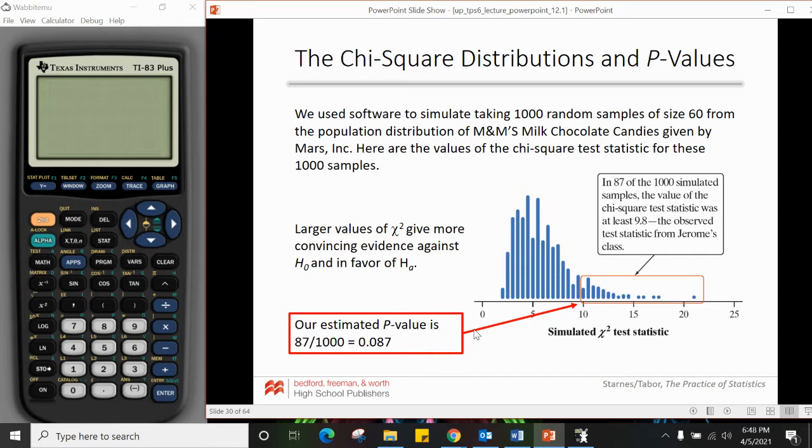So for us, I think the chi-squared value we got from before was 9.8. In 87 out of the 1,000 simulated samples, the value of 9.8 occurred. So my dot on this sampling distribution would occur right around here. The probability of getting that or more extreme would be anything to the right. In our simulation, that's 87 out of 1,000, which is 0.087.